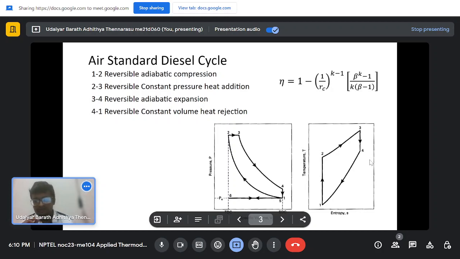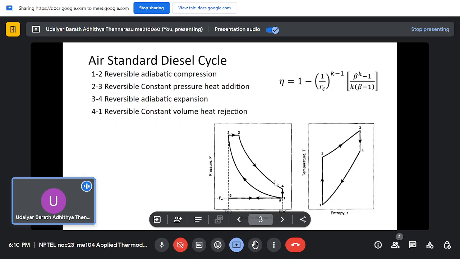In a diesel cycle, instead of a constant volume process, we have a constant pressure process. So from 1 to 2 we have adiabatic, isentropic compression. After isentropic compression, we have constant pressure heat addition. Previously there was constant volume heat addition, but in the diesel cycle we do it at constant pressure. After that, we expand. So 3 to 4 is isentropic expansion, and again 4 to 1 is heat rejection.